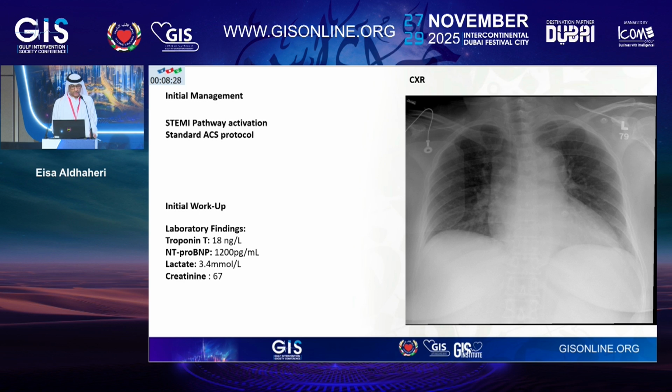So initially, we activated the STEMI pathway, as a standard acute coronary protocol. Initial workup labs show a little increase in troponin. NT-proBNP is high. Lactate is a little bit elevated as well, and creatinine was within normal.